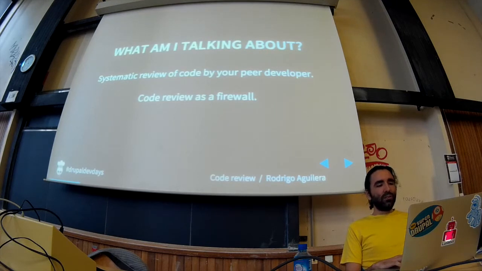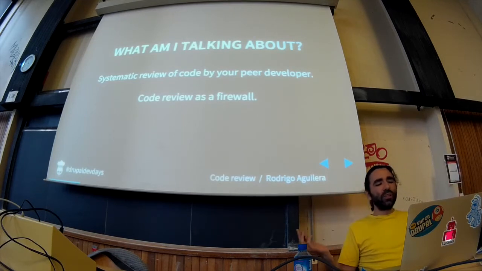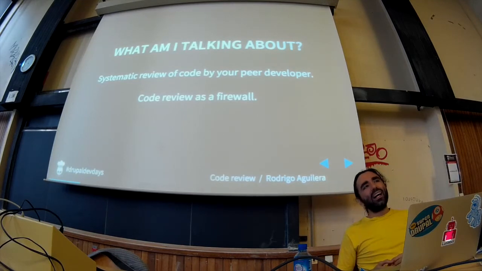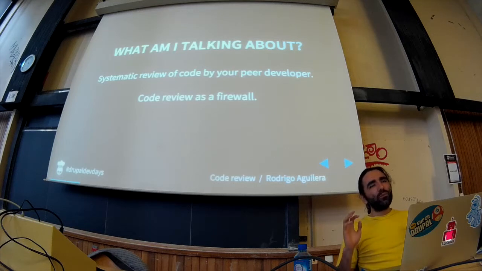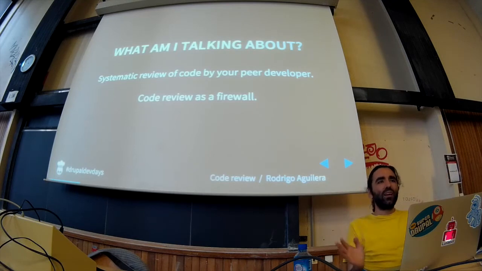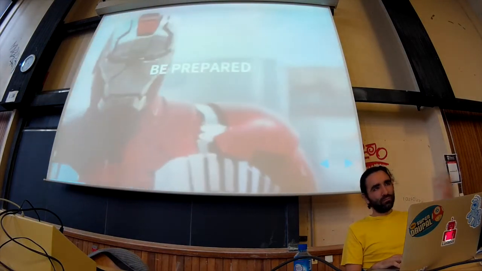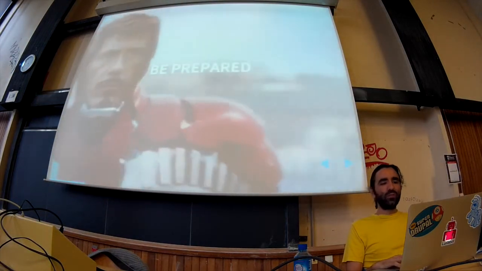What am I talking about? Wikipedia defines this as a systematic review of code by your peer developer. And we use code review as a, hey, stop, I don't want this code here. I want better code. So we use this as a kind of firewall. So what do you have to do? Some kind of preview steps to code review.